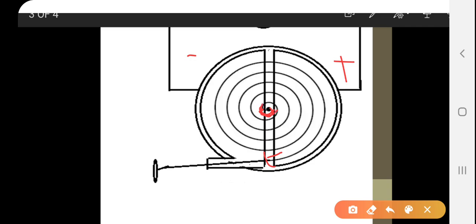So this will be negative and this will be positive. So again now the electric current will be in this direction. So this electric flow makes the charged particle move in this direction. So between this gap electric field is there. So here the charged particle is accelerated.